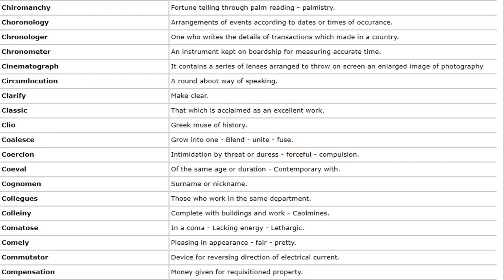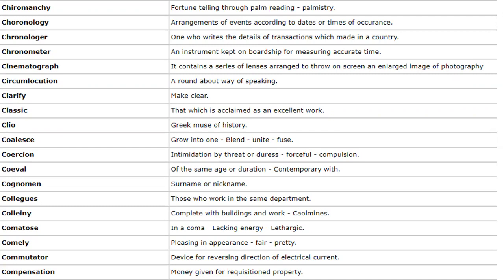Circumlocution, round about way of speaking. They go on repeating the words round and round. That is said to be circumlocution. Then clarify, to make clear. Classic, that means an excellent work. Then Clio, Greek muse of history.